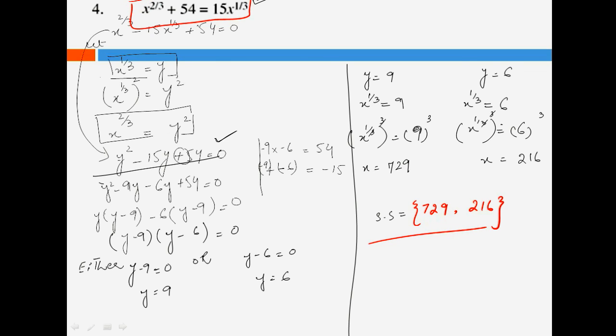I hope you have understood question number 2 to question number 4. In my next video, we are going to solve further questions of exercise 1.3.